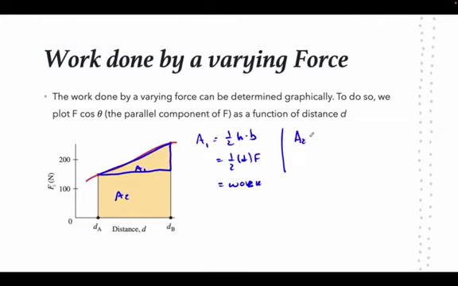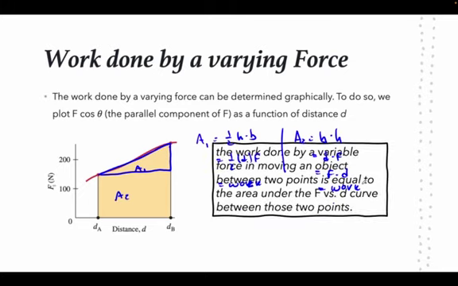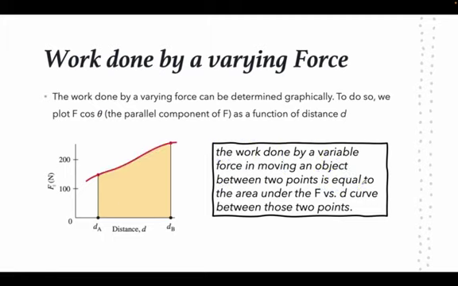Area 2 would be the area of a rectangle, which is base times height, which would be distance times force, which would be F d, which is also work. So it looks like in order to find the work done by a varying force, all we have to do is find the area underneath the curve between those 2 points. We're going to see more examples about a varying force in later videos.